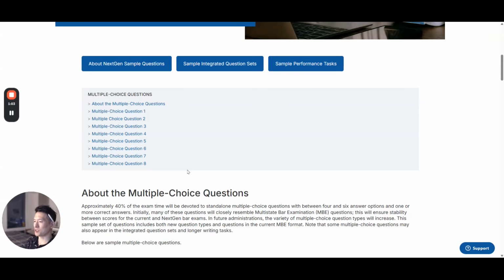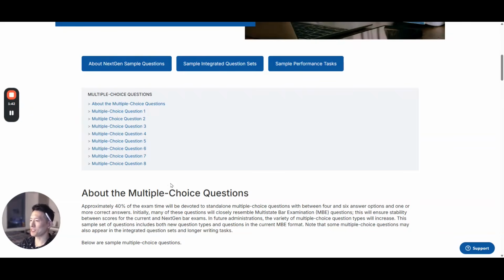Use proper terminology. About 40% of the allotted time, so there's going to be 3 sessions where each session has MCQs, IQSs, integrated question sets, and performance tasks, which are similar to PTs. About 40% of that time will be spent on the MCQs, but 49%, almost half of your score, is going to be allocated to the MCQs. So it is more concentrated than your other sections.